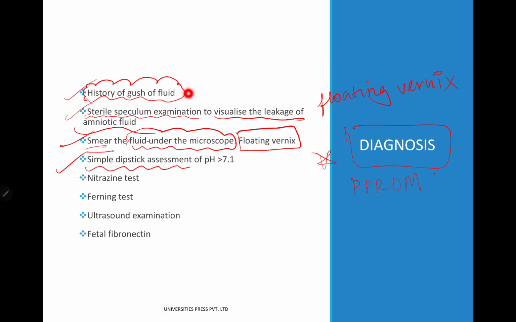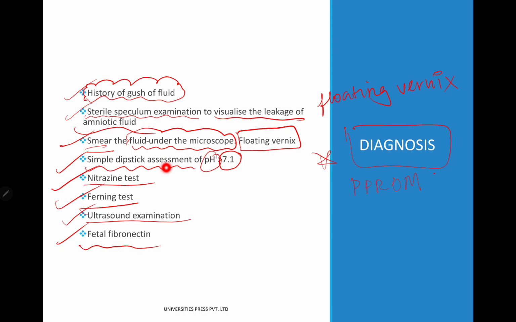Simple dipstick assessment of pH will be more than 7.1. It will be basic in nature. Nitrazine test is done, ferning test is done, and ultrasound examination, fetal fibronectin.